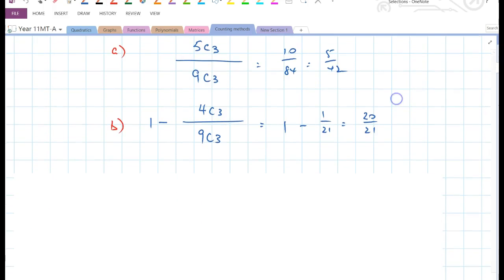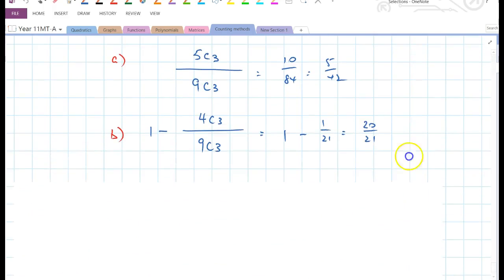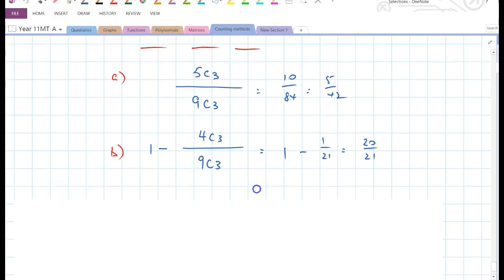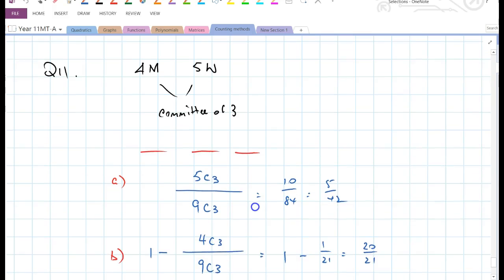Now in part B, we're looking at the probability that it's at least 1 woman. And now whenever you see the words at least, you think of the complementary event. So in this case, let's say 1 minus no women. So 1 minus all men. What's the probability that all 3 are men?